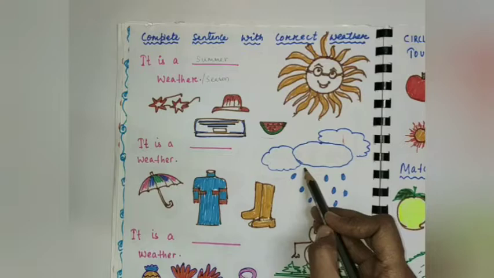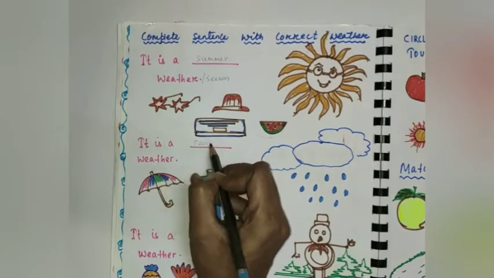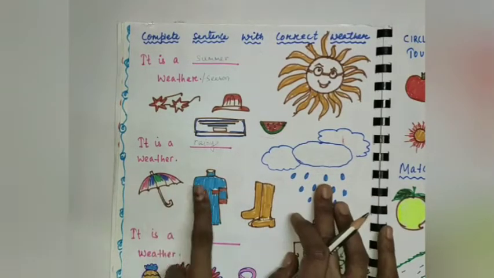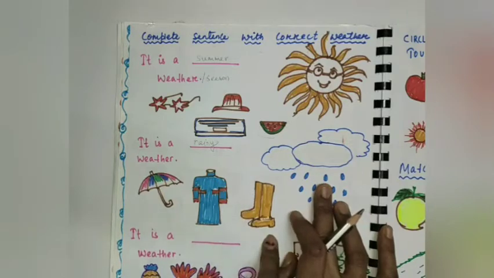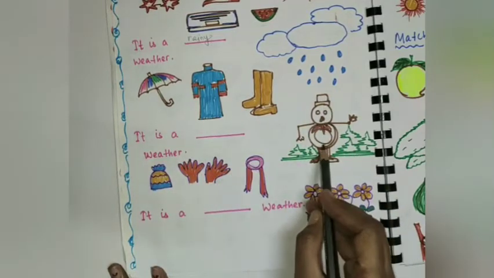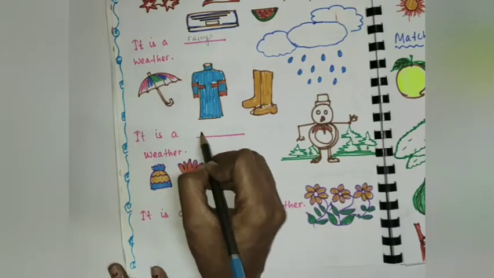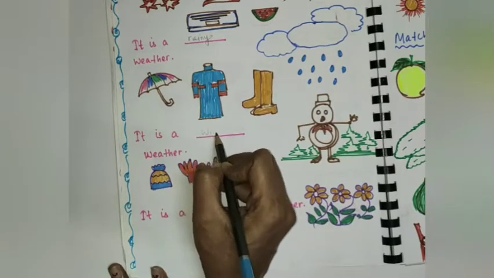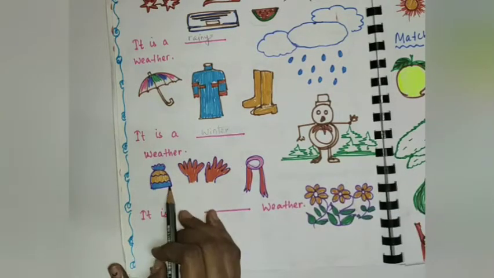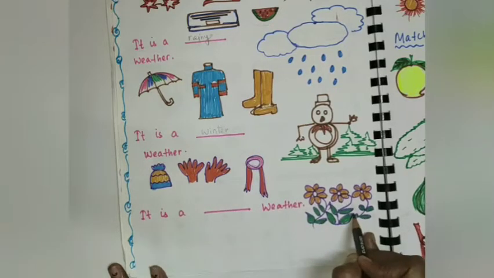And this one is a picture of a cloud and raindrops, so it signifies this is a rainy season or rainy weather. Okay, writing rainy. Then in rainy season we use umbrellas, raincoats, and gumboots to keep our feet dry and safe from the mud. Then this is a picture of a snowman and some Christmas trees, and this indicates the winter season. Then in winter season we use mufflers, gloves, caps, woolen caps, all woolen items.